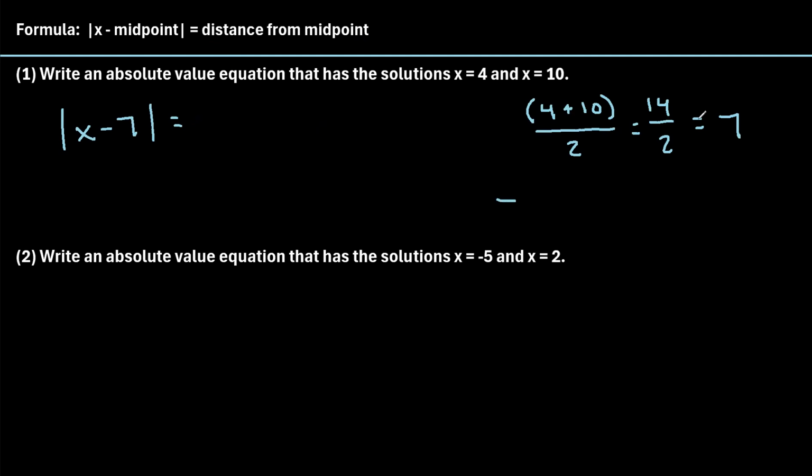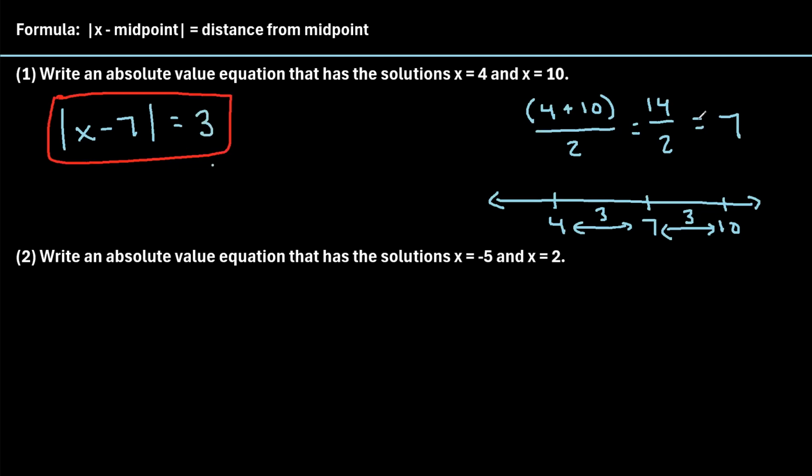So for this part of the problem, it could help if you draw a number line, just to visualize if we have 4 right here and 10 is out here. 7 we found is the midpoint, directly between 4 and 10. What is the distance from 4 to 7? Well, that would just be a distance of 3. To go from 4 to 7, you add 3. Or to go from 7 to 10, what's that distance? That's also 3. So all we're going to write on this right-hand side is 3. So this is our absolute value equation for this one.